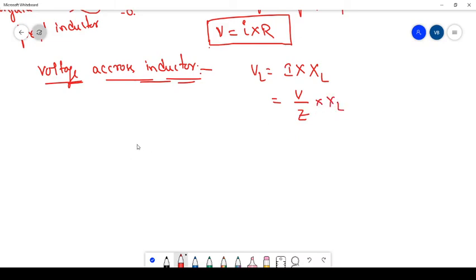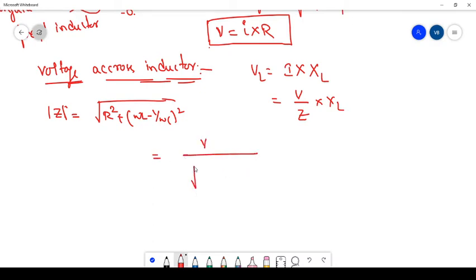But what is meant by Z? The magnitude of Z is equal to, as we already calculated, the square root of R square plus (omega L minus 1 by omega C) whole square. You substitute that here. So V by the square root of R square plus (omega L minus 1 by omega C) whole square, into XL.